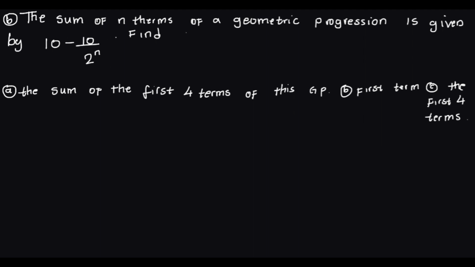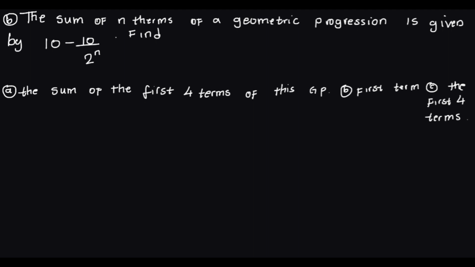The sum of n terms of a geometric progression is given by 10 minus 10 over 2 raised to the power n. Find the sum of the first 4 terms of this GP. Now for this question, to some people it may seem hard, but the whole key with this question was we are not going to use the formulas that we are given under the topic of series and sequences. Here we have been given this formula, so this is the key. This is the formula that we are going to use in whatever we are doing.